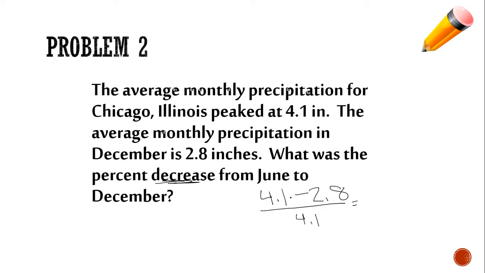So I took 4.1 minus 2.8 and I got 1.3. I still have to divide by 4.1. If you do this on your calculator, you're going to get 0.317. If I multiply that by 100 to get my percent, I get 31.7% decrease from June to December.